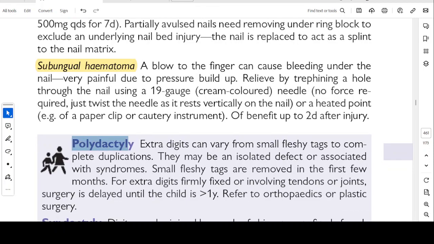Okay, so you have to release the hematoma by drilling a hole into the nail with a 19 gauge needle, or a cautery tip, or a paper clip.